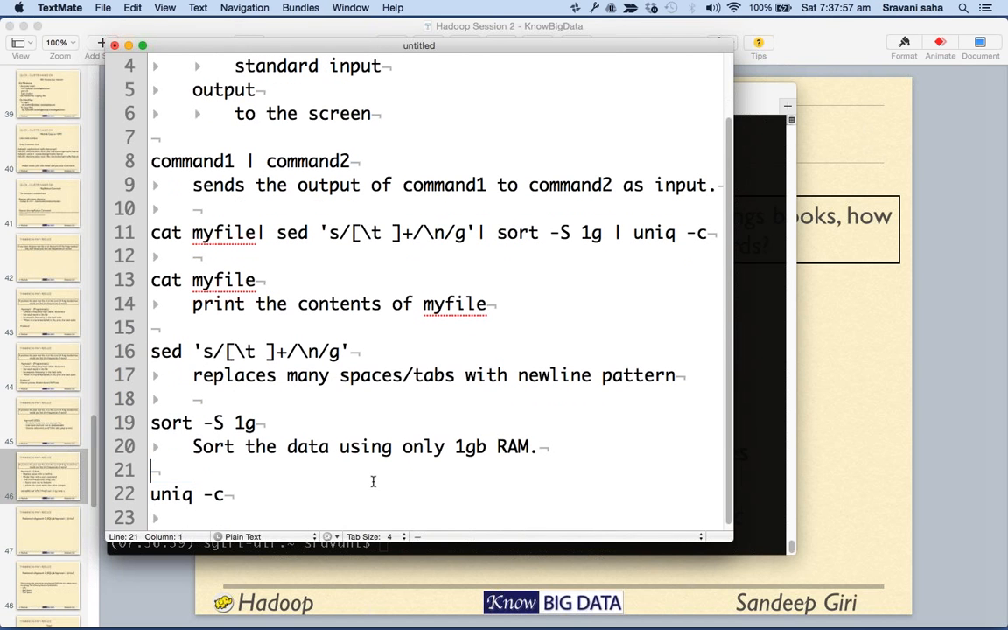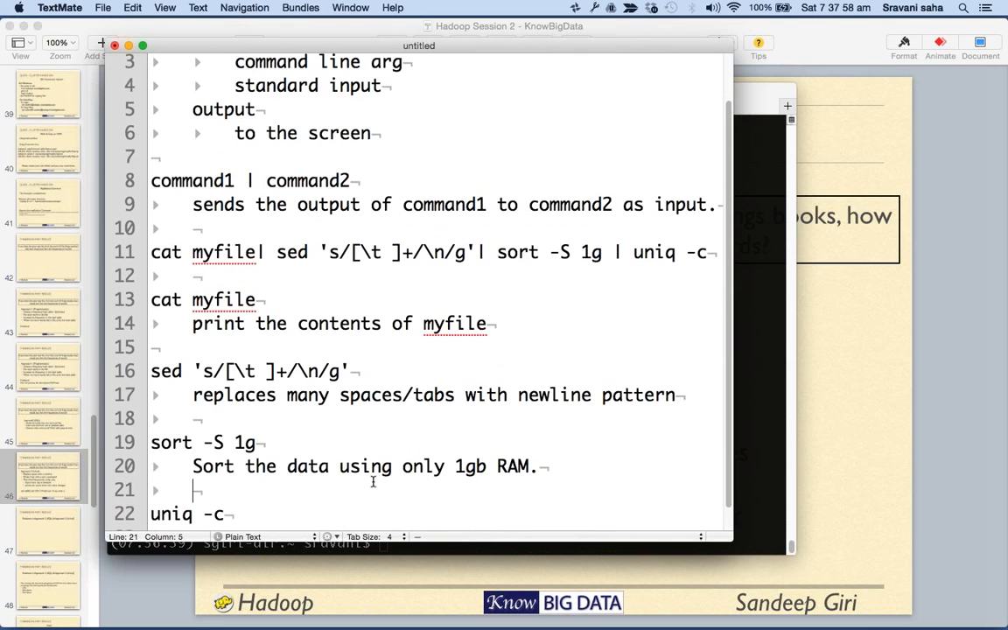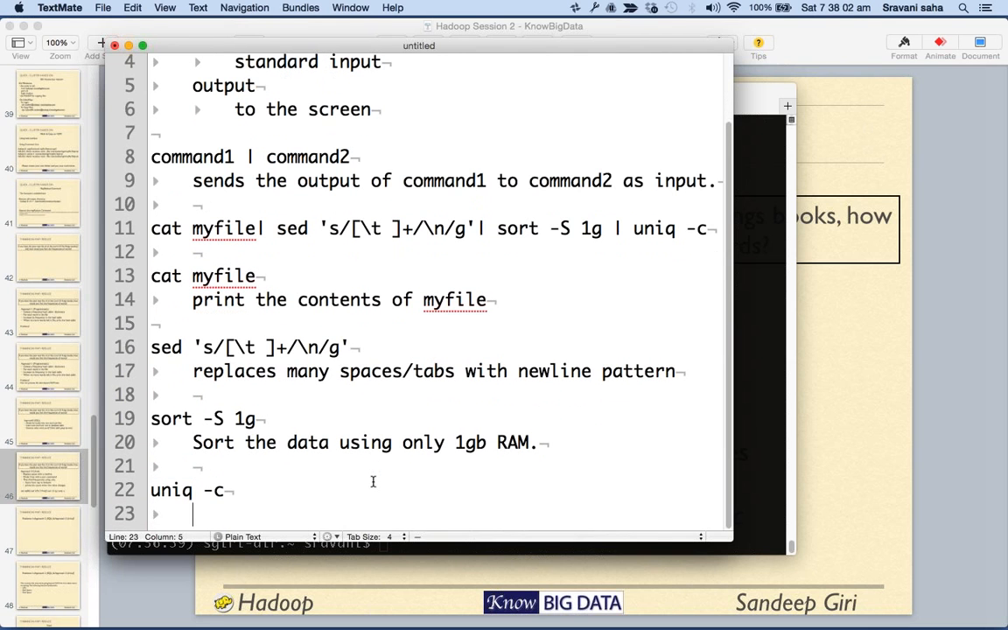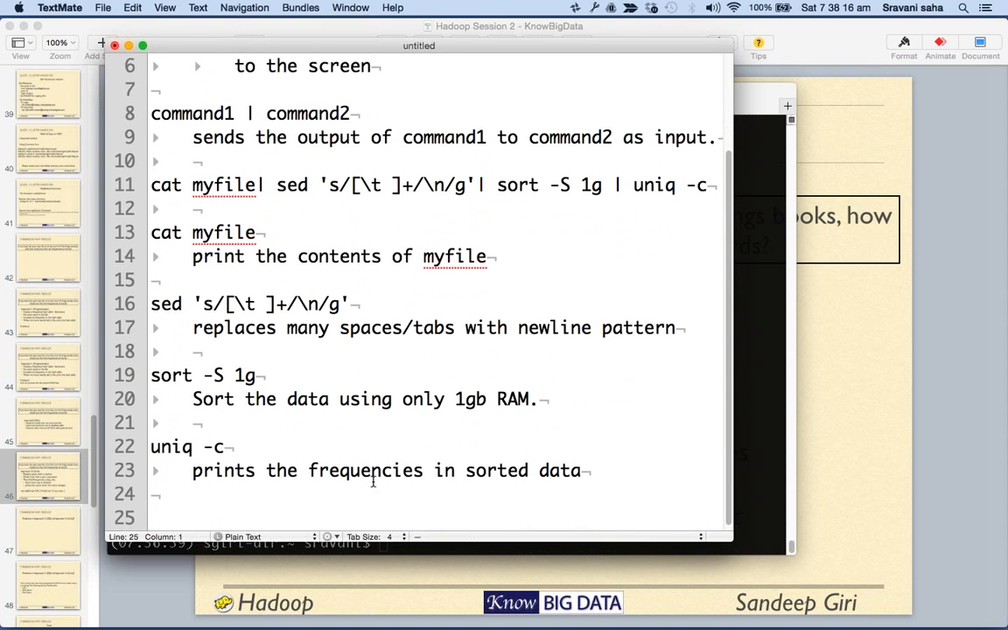Now, the last one is here. The last one is unique. What does unique do? The unique command, unique minus c, basically prints the frequencies in sorted data. So unique doesn't work on unsorted data. If you try to do unique on unsorted data, you will not get correct results.